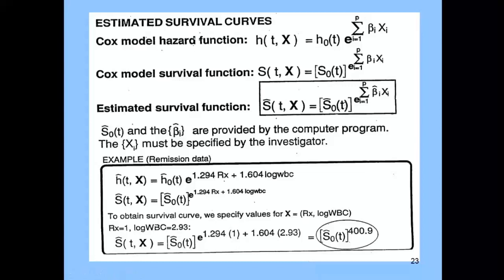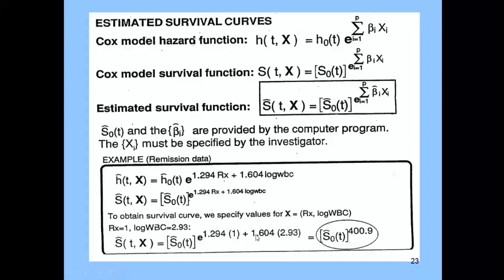So suppose I want to get the survivor curve for somebody who's in the treatment group. How would any of this change? What would change? Well, instead of putting a 1 over here, I put a 0. So this would drop out. So I get e to the 1.604 times 2.93. That's like 3 times, I don't know, it's not 400.9.